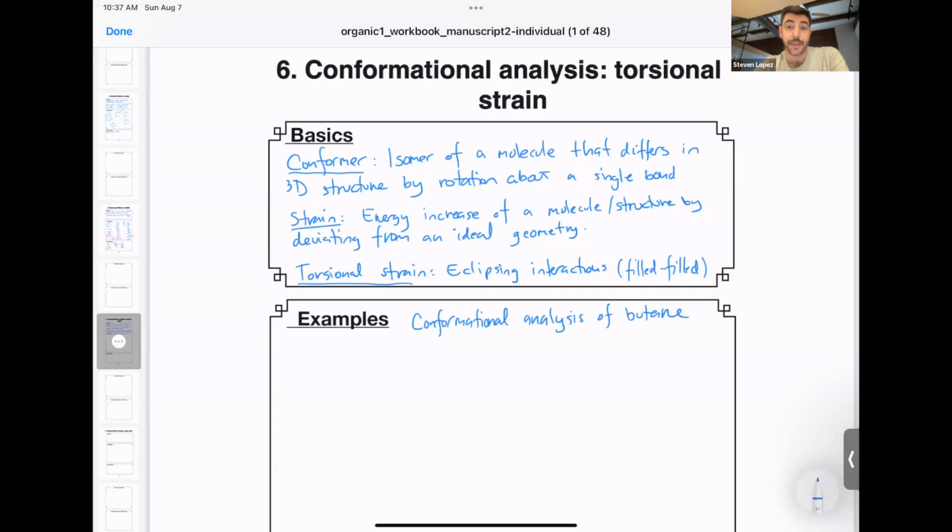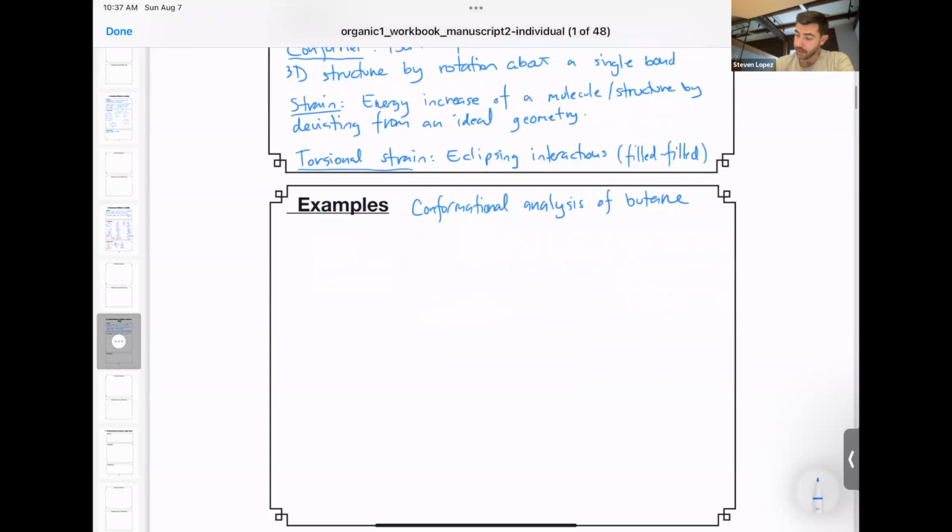So let's go through an example, one of my favorites. So this is the conformational analysis of butane. So conformational analysis means we're analyzing the differences in structure and energy of two or more different conformers. So let's start off first by just drawing the line structure of butane. It's different conformations, okay? And this one that I've drawn here is known as the anti form.